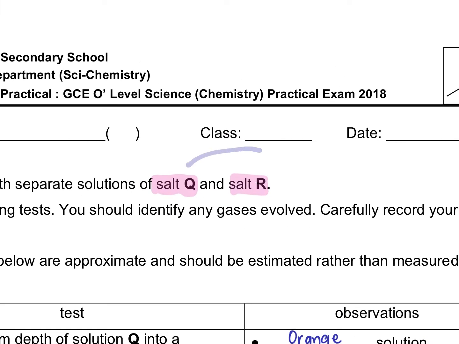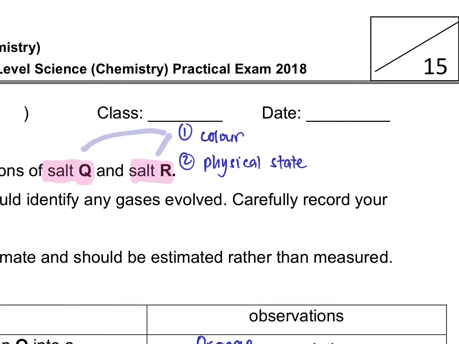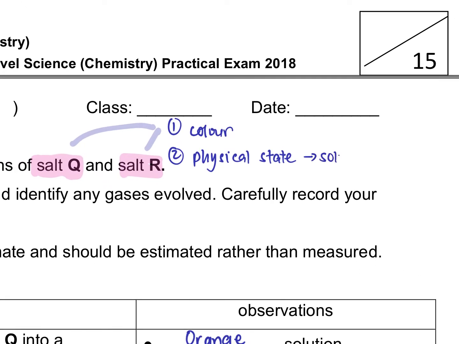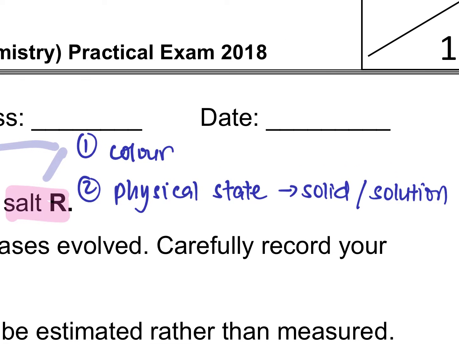Okay, so first 2 things you need to take note: color, then physical state. Okay, so physical state very easy. I'm just referring to either is it a solid, is it powder, or is it solution. Okay, then color I can further split into 2 parts. So I can look at something that is colorless. I can end up with a colorless solution, or I can also end up with a white solid.